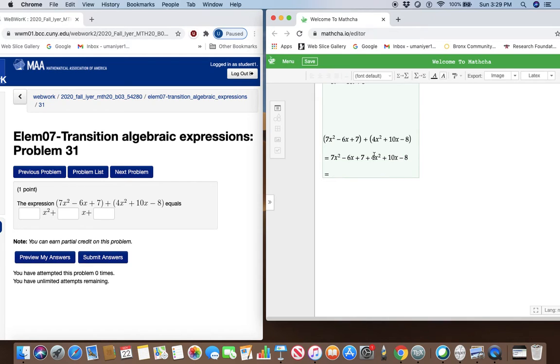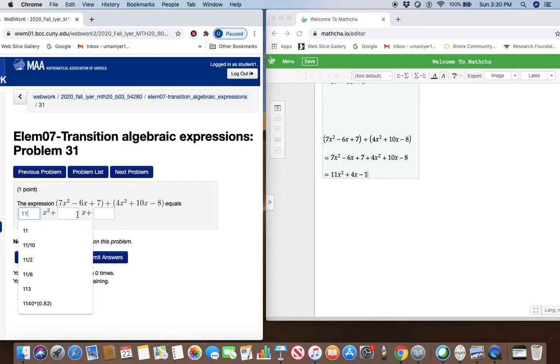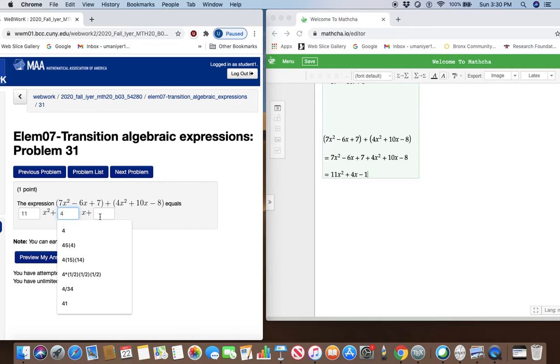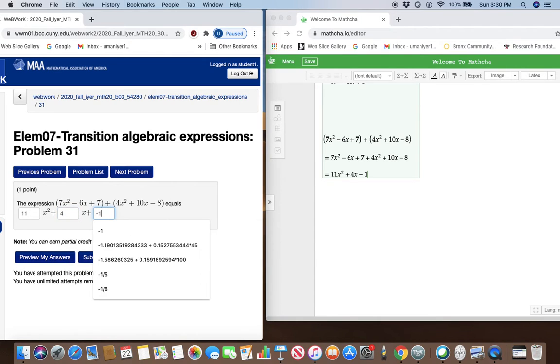Now combine like terms. 7x squared plus 4x squared is 11x squared. Negative 6x, positive 10x plus 4x plus 7 minus 8, negative 1. Okay, 11, 4, negative 1.